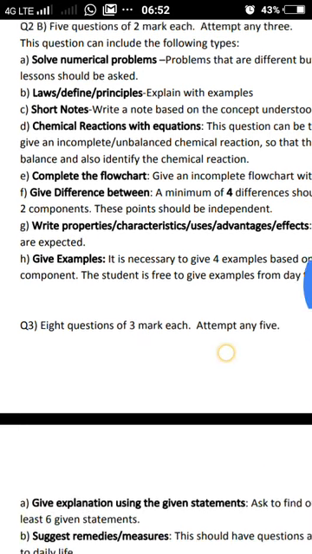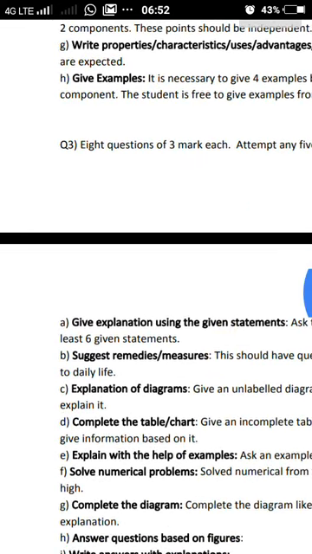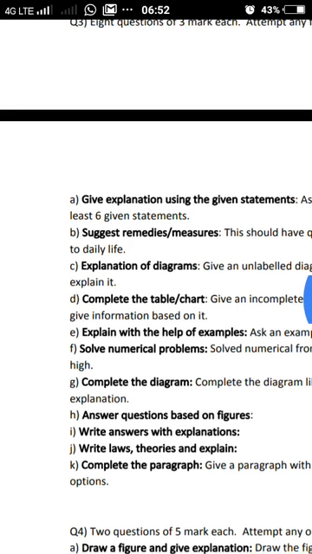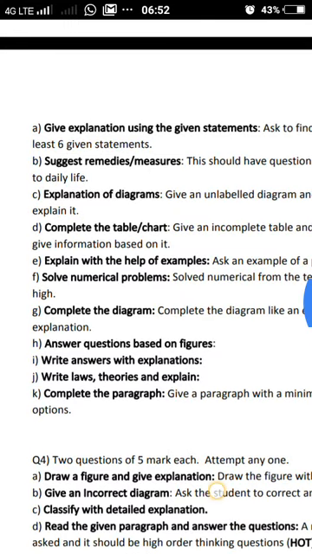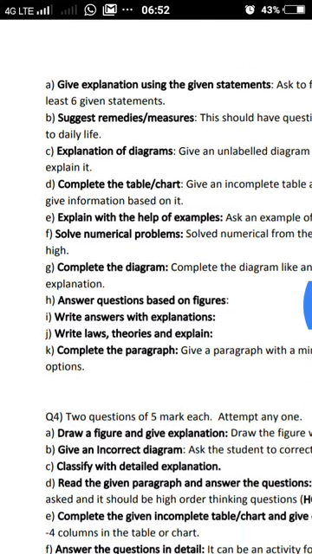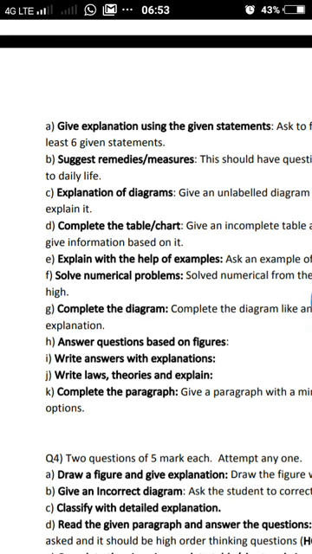Now question number 3. In this also 8 questions are there. You will have to attempt any 5, and you can see here at least 11 types of questions are given, and from those 11 types, 8 types of questions will be asked, like give the explanation using the given statement, okay.